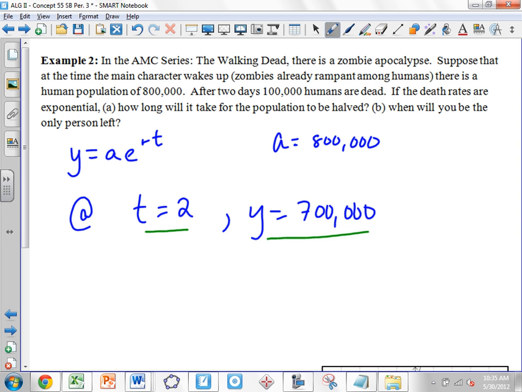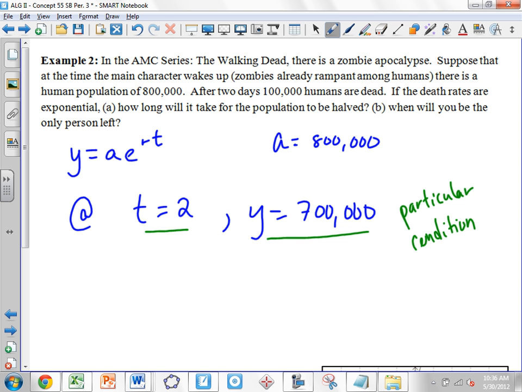So right now, this is called a particular condition, because this is the status of the human population at a certain time. Particular condition. A term that you will see over and over again, in calculus and in pre-calculus, both. Now, with that said, I know T, I know Y, I know A, so I could find R in this equation here.